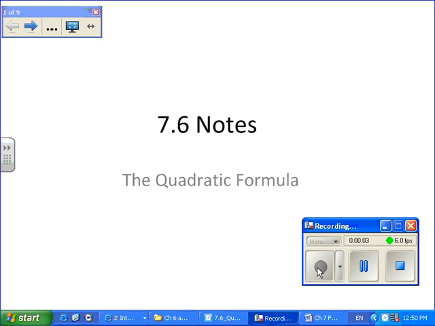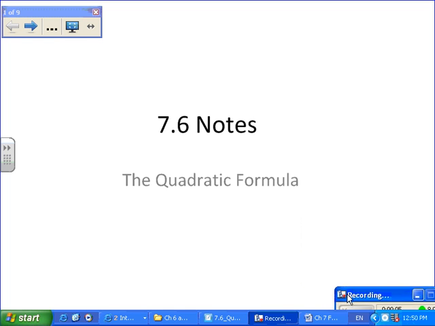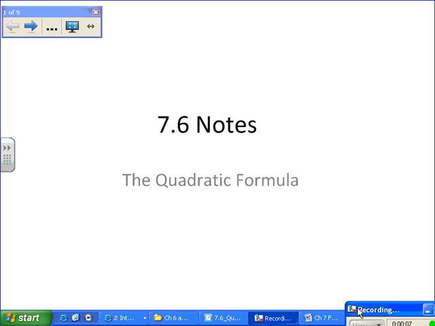Hi everyone, welcome to our last lesson in chapter 7, and it is on 7.6 in our notes. It's called the quadratic formula. This is a great formula to use for any quadratic equation, particularly those ones that aren't factorable, but it can be used on any quadratic equation, and it allows us to find the roots quite simply.